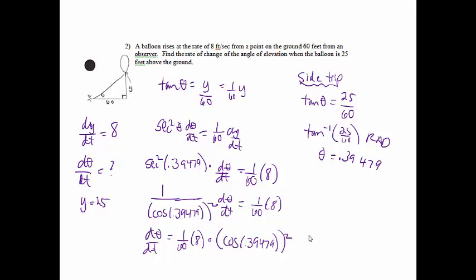And when we do that, we should get that d theta dt is equal to 0.114, and theta, we were working in radians, so it's going to be radians per second.